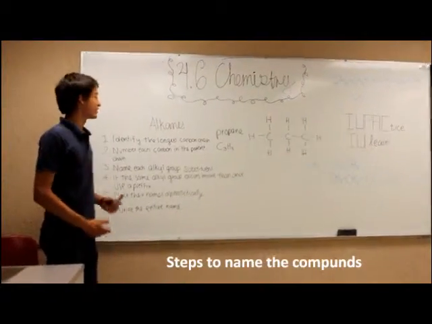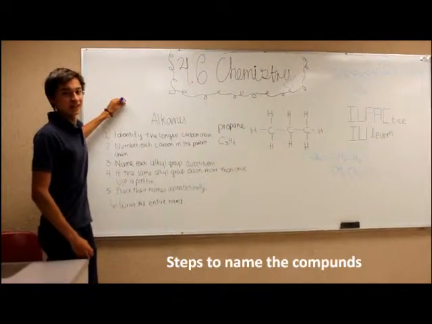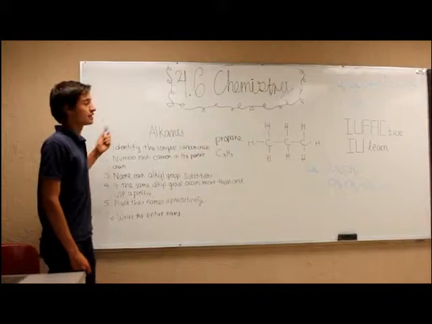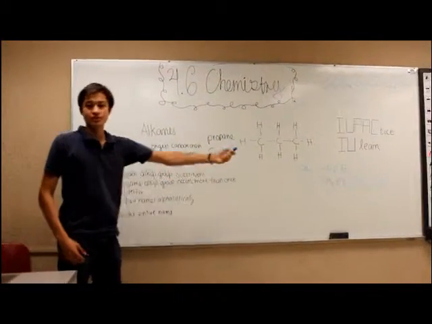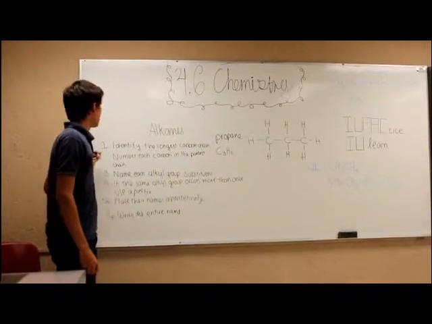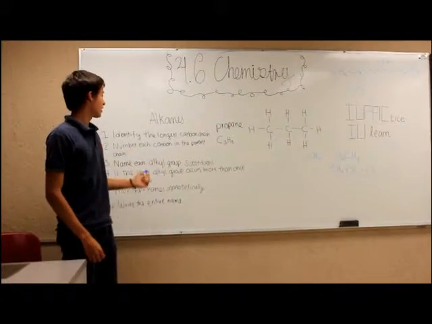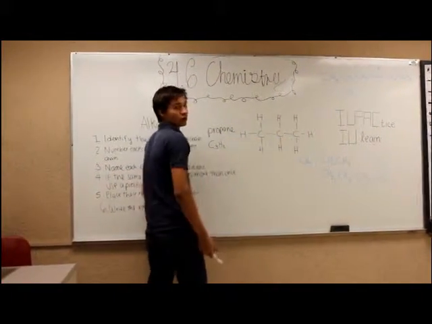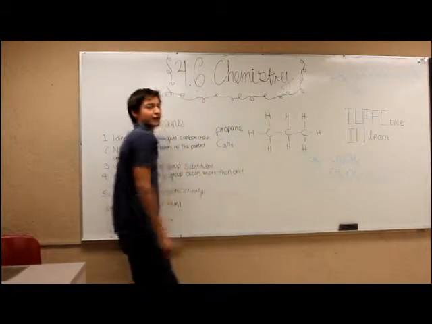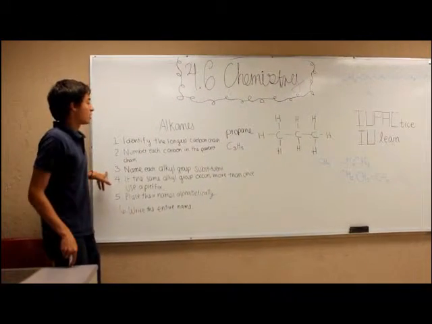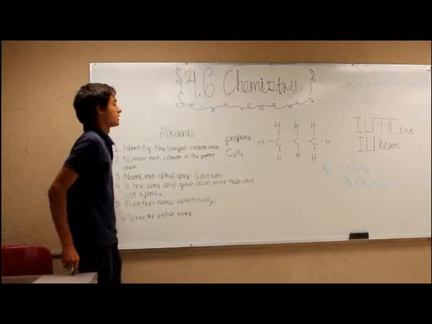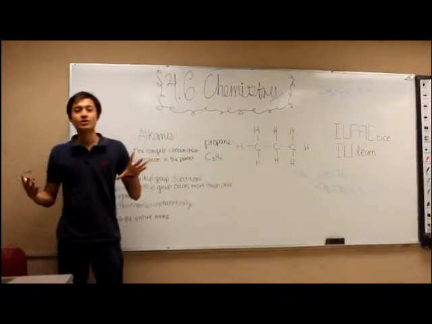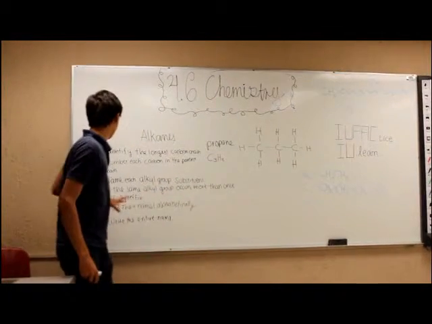Now I'm going to teach you the steps for naming these compounds. First, you have to identify the longest carbon chain, which is also called the parent chain. Then you have to number each carbon in the parent chain, like for example 1, 2, 3, or 3, 2, 1. Name each alkyl group substituent, according to the number of carbons they have.